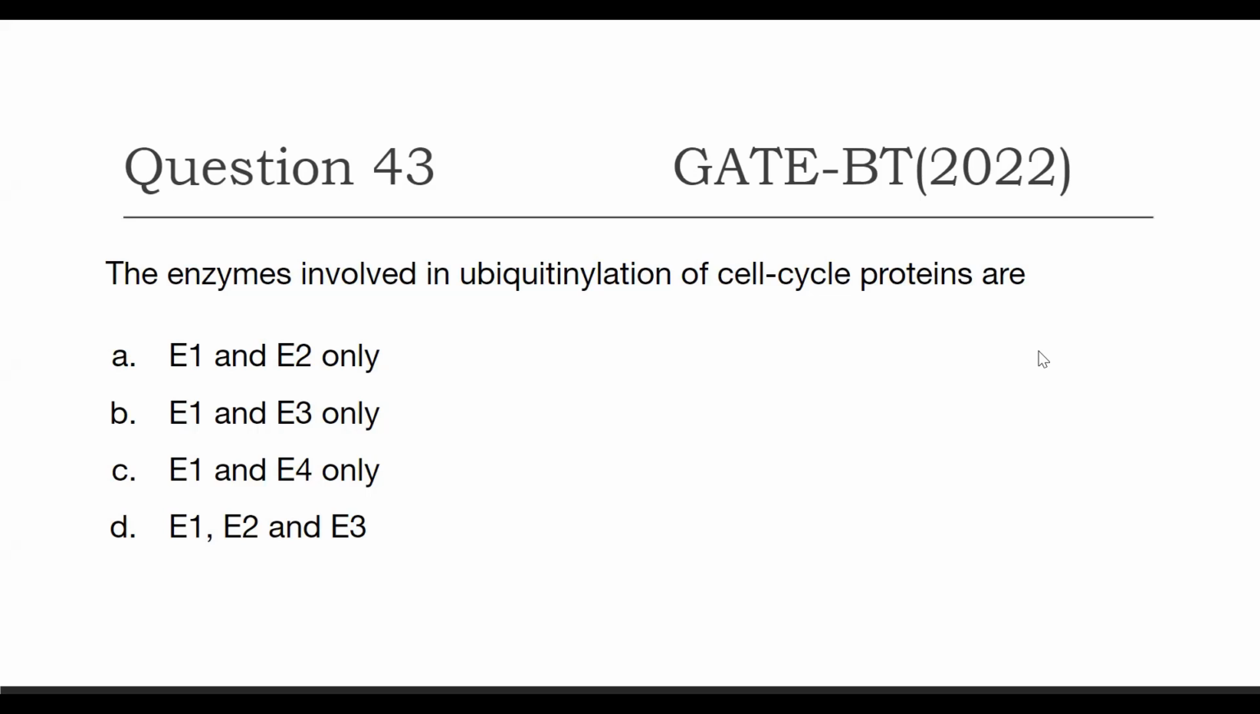And the question is that from the given options, you have to choose the enzymes involved in ubiquitination of cell cycle protein. There are four options given to you. Option A is E1 and E2 only. Option B is E1 and E3 only. Option C is E1 and E4 only. And option D is E1, E2 and E3.